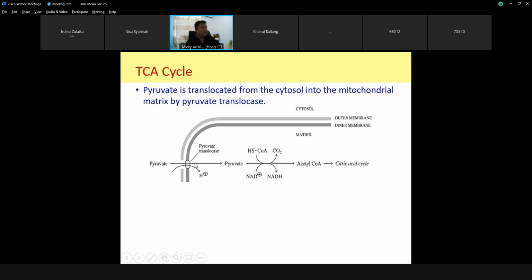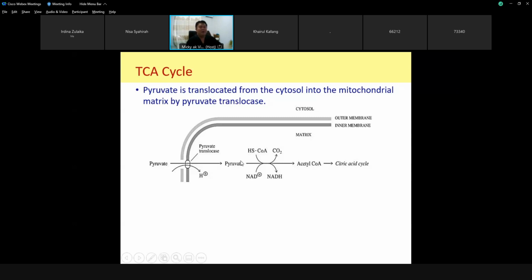So the shape is like this. There is a gate here. It's a protein, a transmembrane protein, situated on the membrane of the mitochondria. This is the cytosol, which is your cytoplasm, and this is your mitochondria. You have the outer membrane and the inner membrane. So the pyruvate in the cytosol from your glucose is brought into the matrix by pyruvate translocase. So it brings pyruvate from outside to inside.